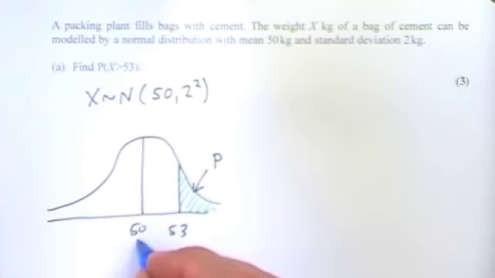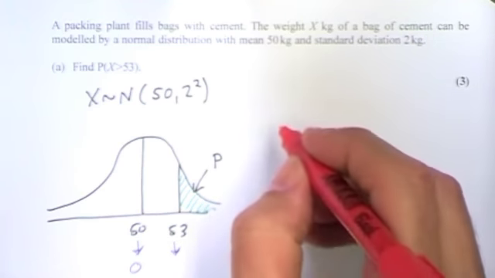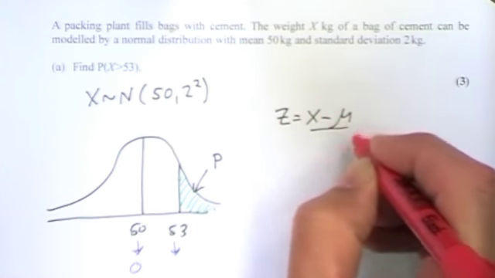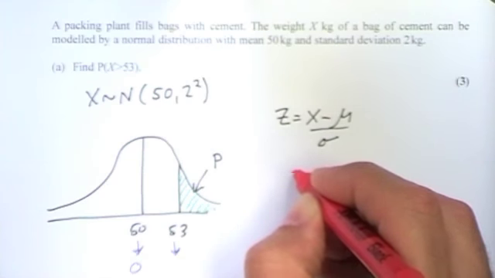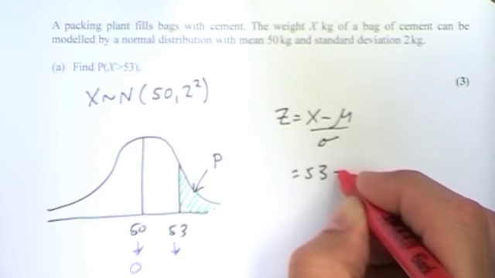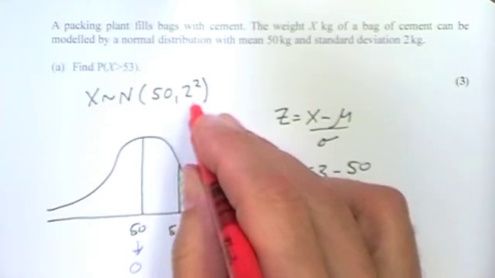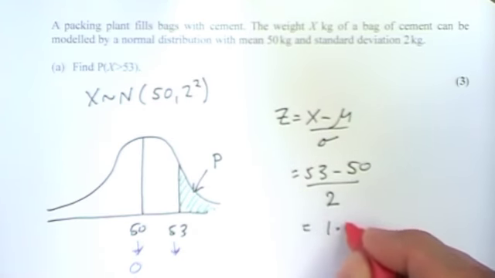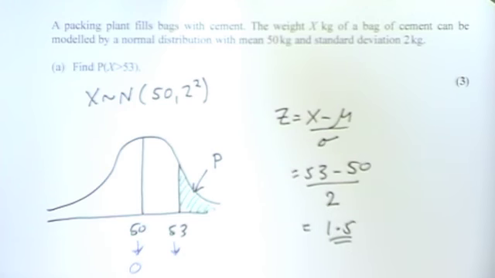Convert to Z values, this becomes 0, and this one I need to calculate. Haven't got a probability to look up in the table, so calculate it using the formula. Z equals X minus mu over sigma. X is 53, take away the mean of 50 divided by, this time sigma is 2, and that comes to 1.5.